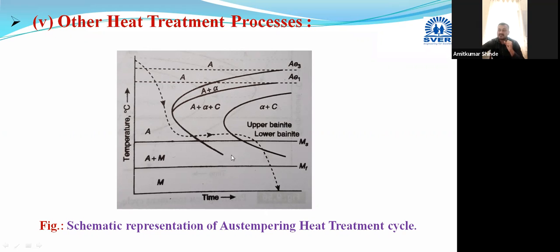As it is a time consuming method, it will become a very expensive method. It requires more time, and as more time is there, more cost is required, so this method is a little bit expensive. Okay, this was the austempering heat treatment process. After this, we will move towards the next type.